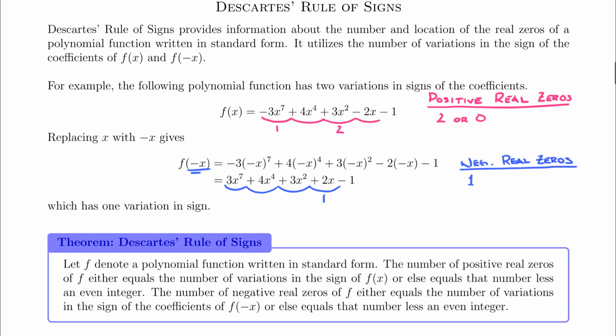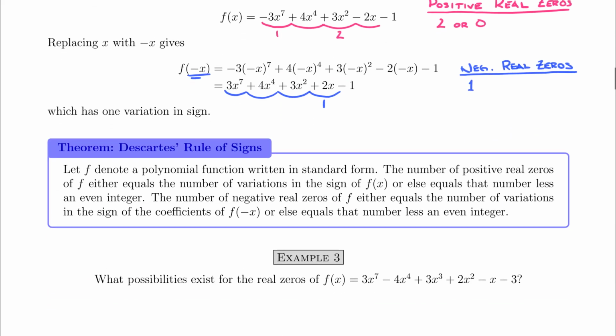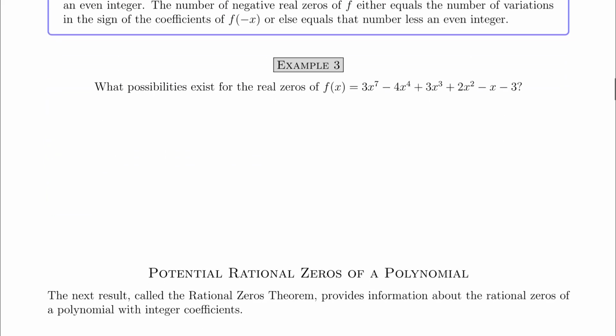So that's the application for Descartes' rule of signs, and we'll use that here in example 3, where it says what possibilities exist for the real zeros of f of x equals 3x to the 7th, and so on. So for the positive real zeros, we're going to count the number of sign changes in the original function.